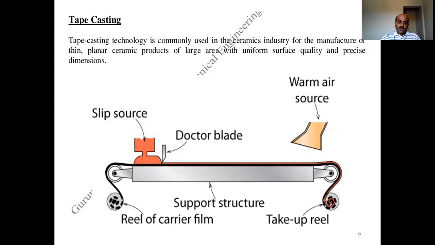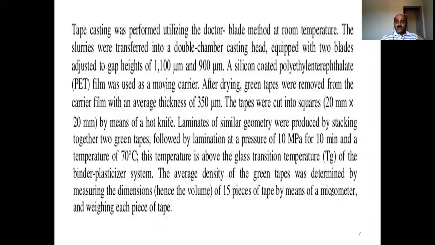The slurries are located in the source, and we have a head, what you call a moving carrier. The metal powder will get formed into a thin ribbon-like structure. This will be taken up by the take-up reel over here. The average density of the green tapes is determined by measuring the dimensions of thin pieces with a micrometer and weighing each. So here the powder shaping is achieved by means of a tape.